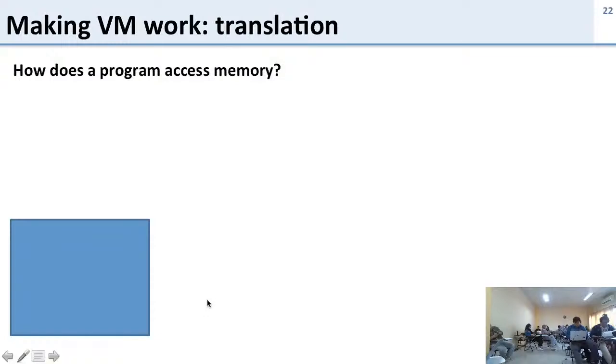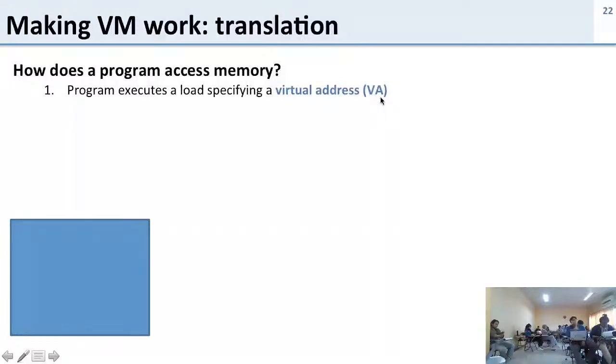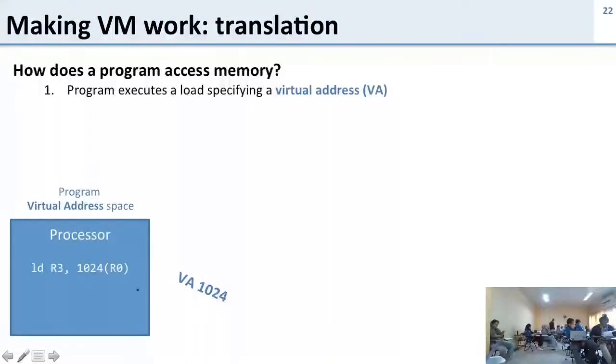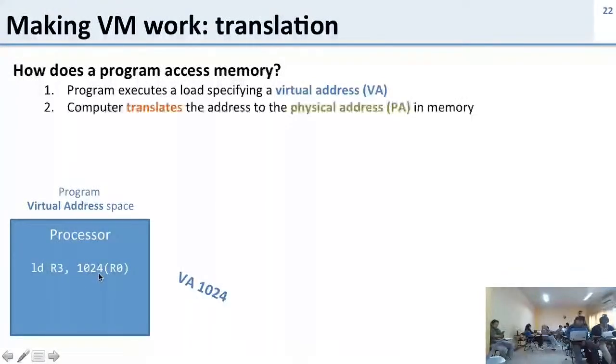So how do we make this work? How does a program access memory? The program executes a load, and the load is going to specify a virtual address because that's the way programs work. Here's our processor, it's running the program virtual address space, and here's our load: load R3 1024 R0. What's the virtual address going to be here? Well, it's just going to be 1024. So the processor is going to access virtual address 1024. That's what this instruction is going to do.